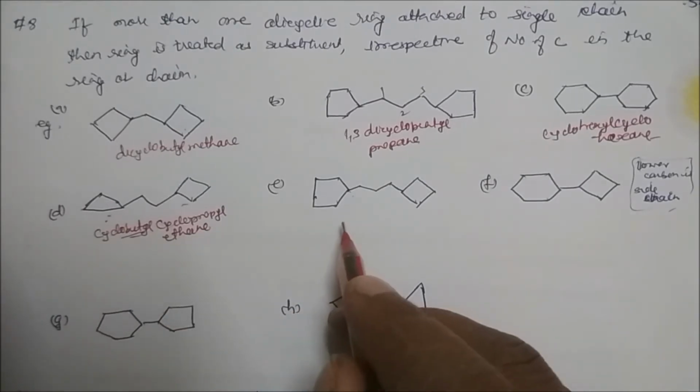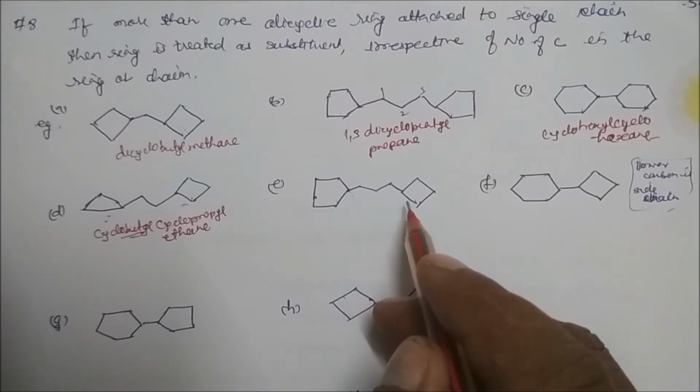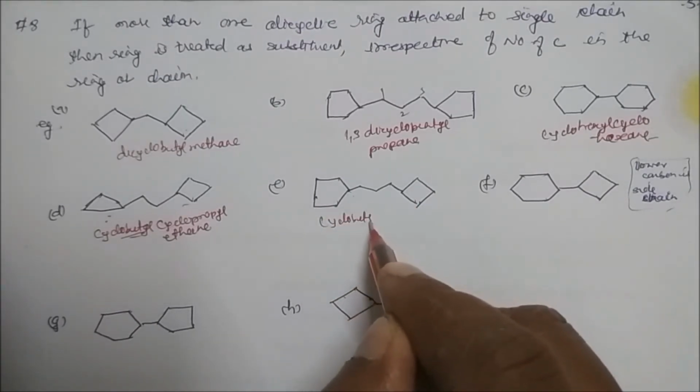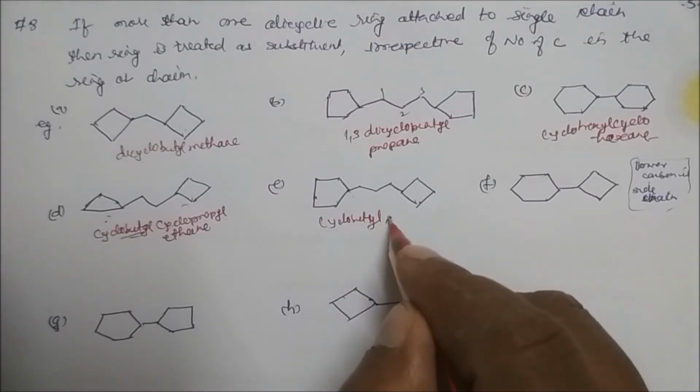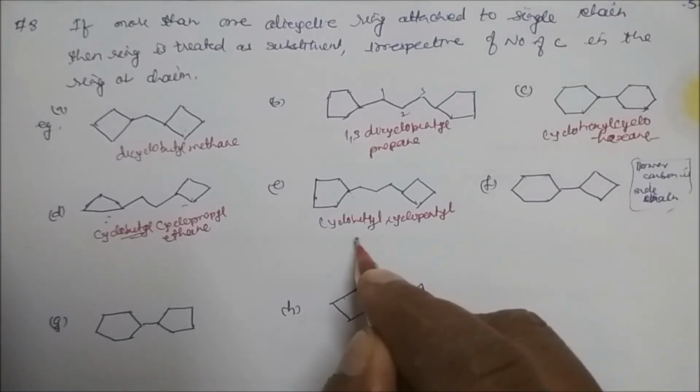In this case we can see again 5 and 4 are there. So definitely 4 will come first. So we can write here cyclobutyl, okay, fine, and then cyclopentyl, right? And the next is propane.